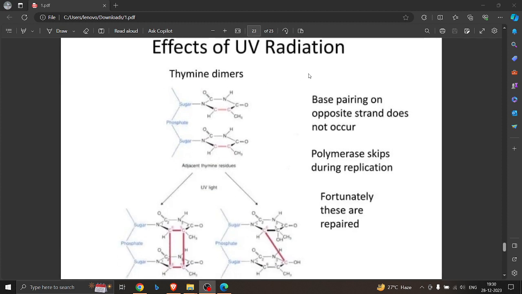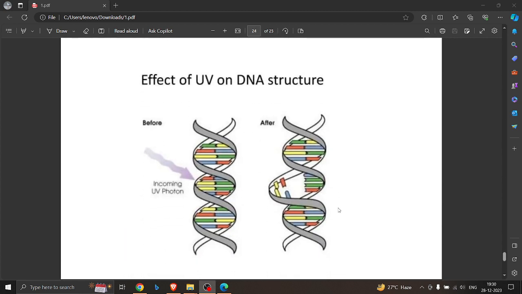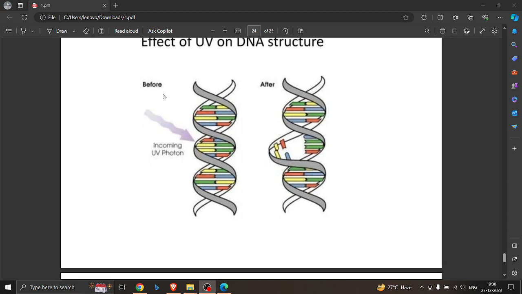So if you see how the UV radiations will affect, base pairing on the opposite strand does not occur here. If you see the diagram here, polymerase skips during replication. Unfortunately, these are repaired actually. So, the effect of ultraviolet radiation on DNA structure. If you see the before one, in this diagram, how the UV photon is affecting, and after the affecting, how this disruption has occurred after, in this diagram.